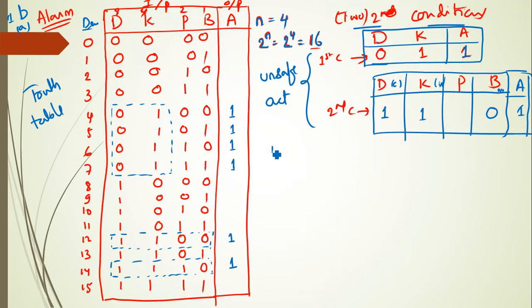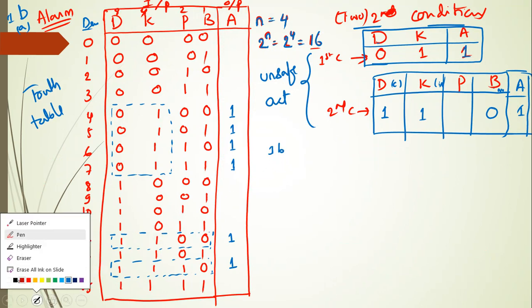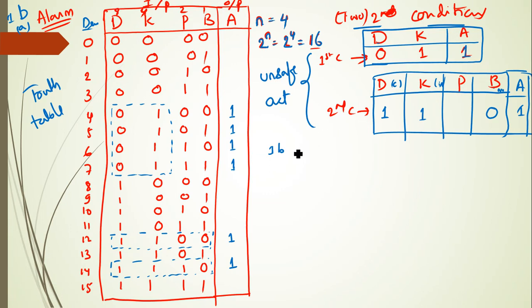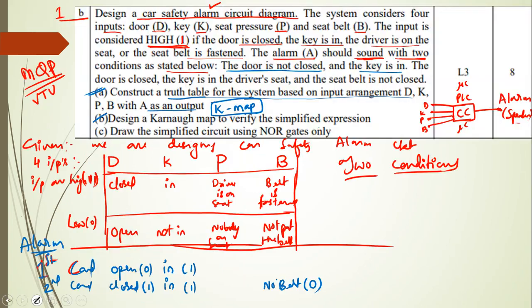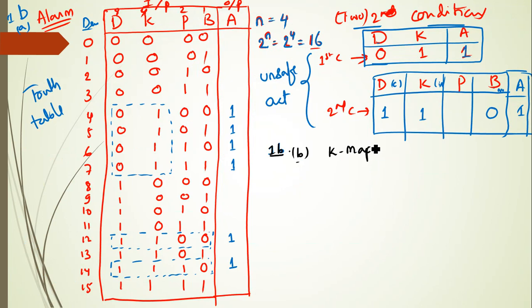Now going to the next question, that is 1B of B, where 1B is the main heading question and in that there is a B question: draw the K map to verify the simplified expression. Let us see how to do this.